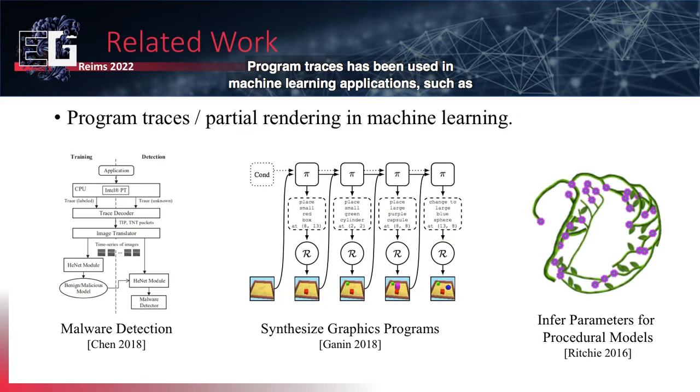Program traces have been used in machine learning applications such as malware detection or program synthesis. Similarly, partial rendering has also proven useful in inferring parameters for procedural models. Unlike application-specific designs, this paper focuses on a generic method that learns from shader program traces, which enjoys certain unique properties such as an emphasis on pixel outputs and an enormous degree of parallelism.